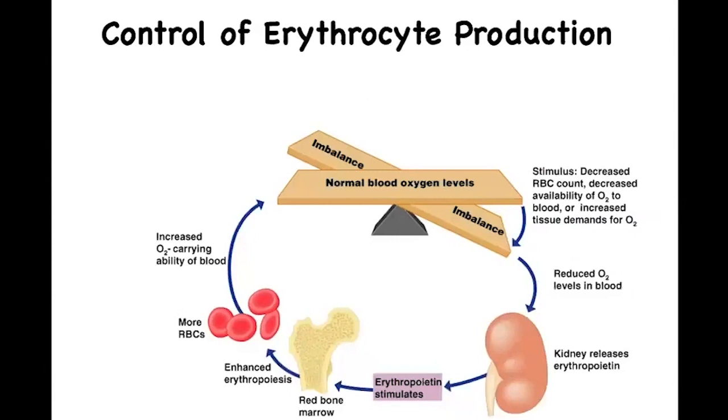This illustration shows you how you maintain oxygen level carrying capacity in your blood. When oxygen levels in your blood decrease, the kidneys become hypoxic. They release EPO in response, which goes to the red bone marrow and increases the production of erythrocytes through erythropoiesis. This will increase the amount of red blood cells in your blood, increasing oxygen carrying capacity of the blood, returning the blood oxygen levels back to normal.